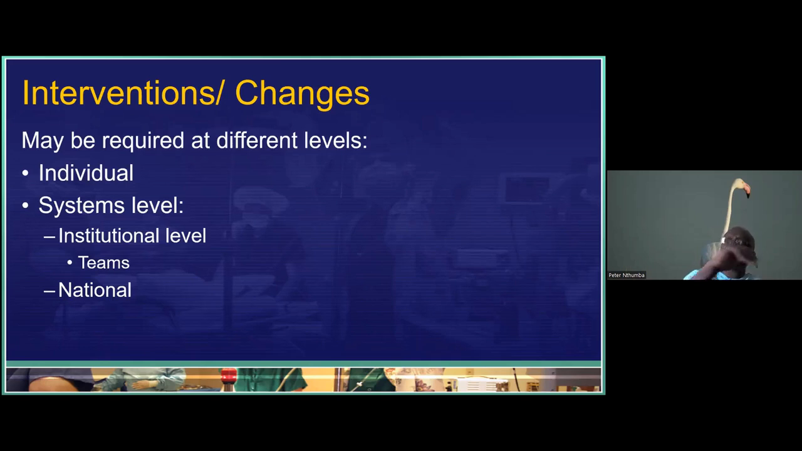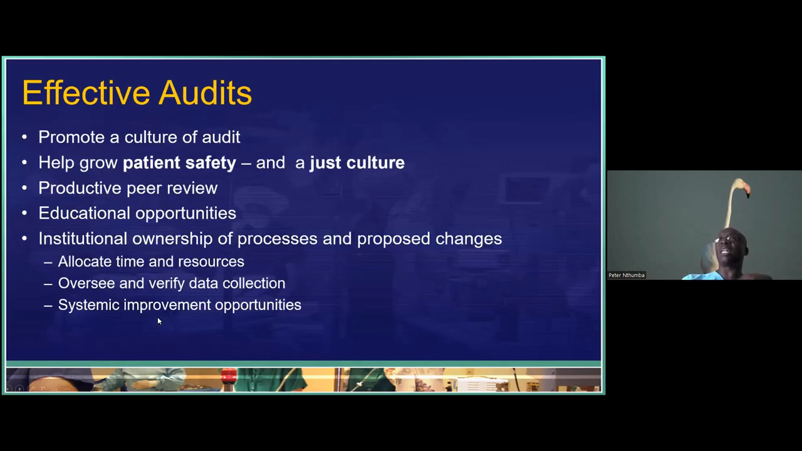Thank you. So if it's a systems level, is it the team? Is it at the institutional level? Is it a national problem like the nursing problem with the shifts? And so then that problem is addressed at that level.